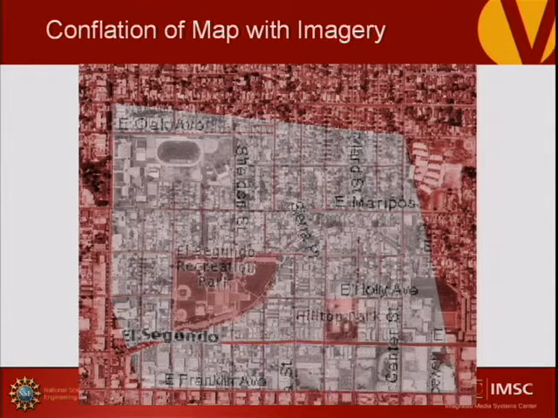One is that for a lot of areas in the world, we have aerial images and we have maps, but we don't have anything else. So by doing something like this, basically you label the roads on the image with the information on the map.